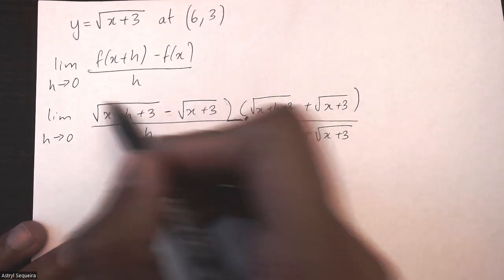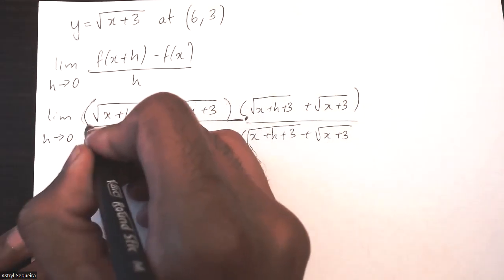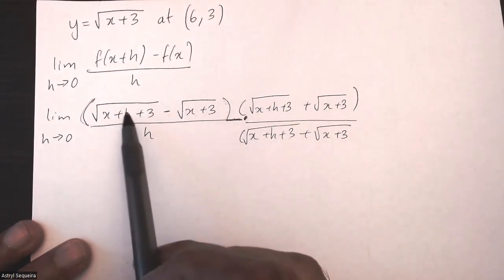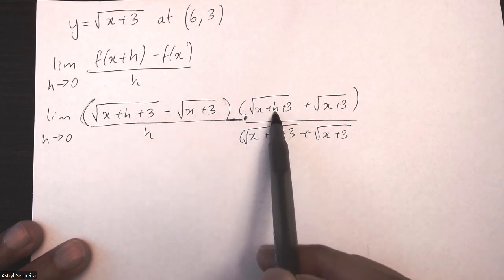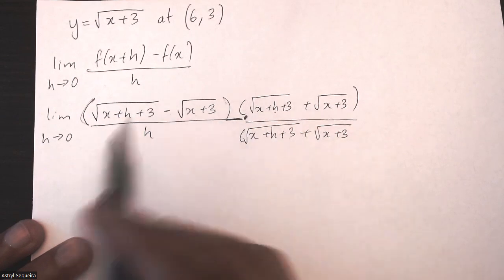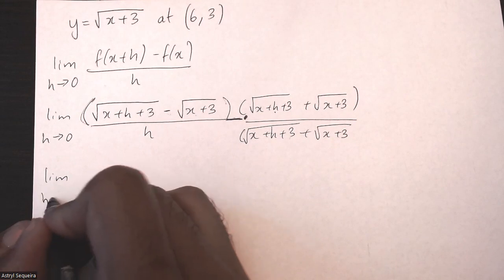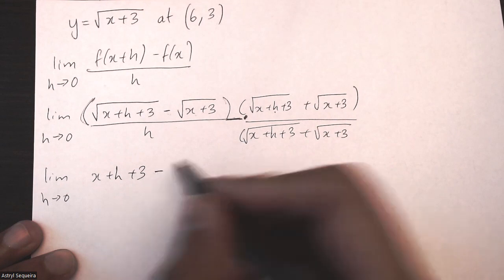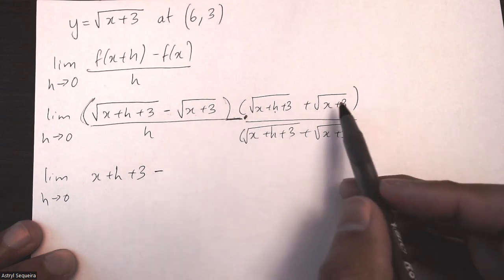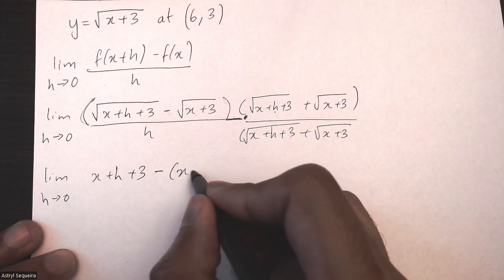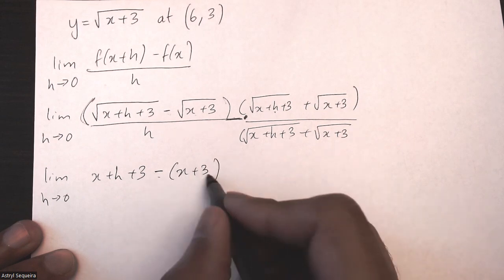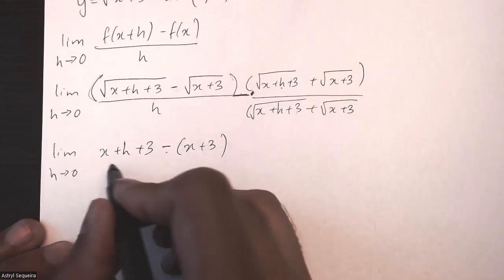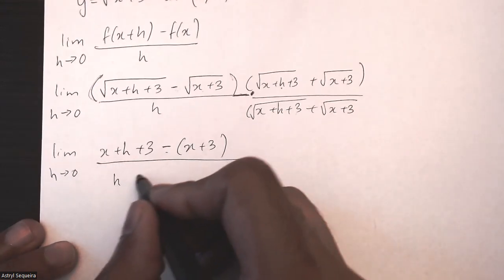And basically now we're going to FOIL out the top because these are two factors. The middle two terms will cancel each other out. That's the point of rationalizing. So root of x plus h plus 3 times root of x plus h plus 3, if they're both rooted, is just going to be x plus h plus 3 without the root. And then root of x plus 3 times root of x plus 3 is just x plus 3. But make sure you put a bracket here because this negative is going to distribute into the bracket. Negative times positive is negative. Bottom just stays the same, never expand the bottom.